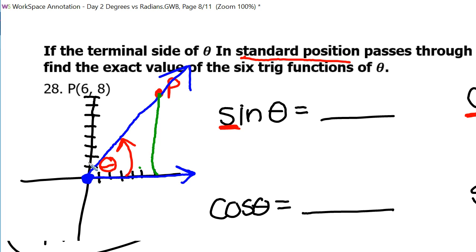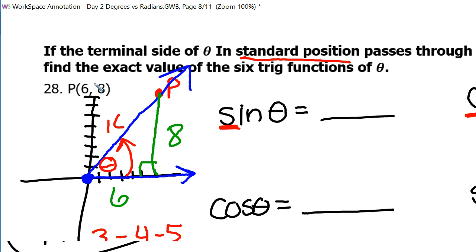Now I can label my sides. The bottom or the base of this triangle is how many units? 6. The height is how many units? 8. And to find that missing hypotenuse, we could use the Pythagorean theorem, or hopefully you recognize that this is a 3, 4, 5 Pythagorean triple, but it's been doubled. It is now 6, 8, 10. So that hypotenuse is 10. Now that we have all three sides, we can find those 6 answers.